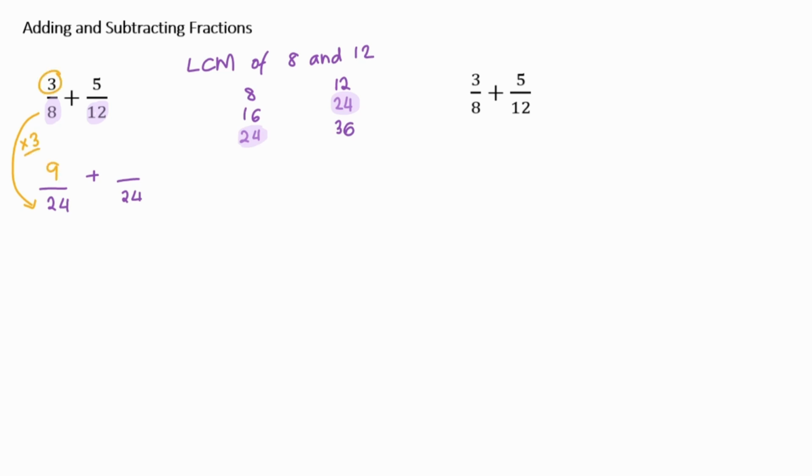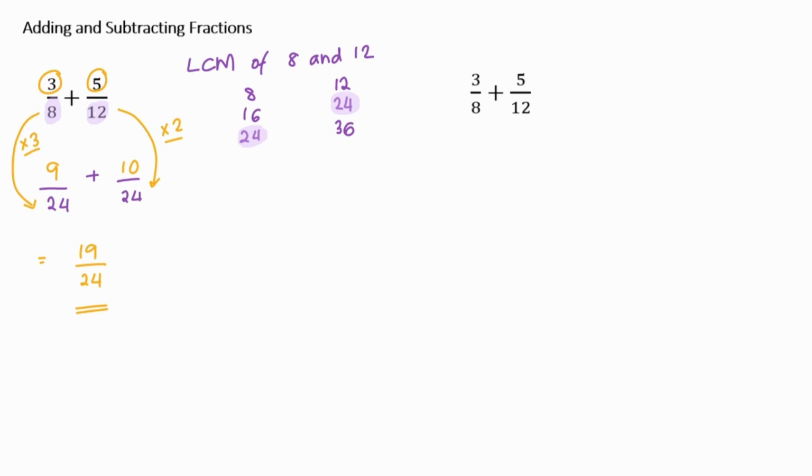In order to make 12 into 24, we have multiplied it by 2. So we have to do the same thing to our numerator, which is 5. 5 times 2 is 10. And now, because both our denominators are the same, we could just add the numerators up. So 9 plus 10 gives us 19, and our denominator remains 24. So our final answer is 19 over 24.